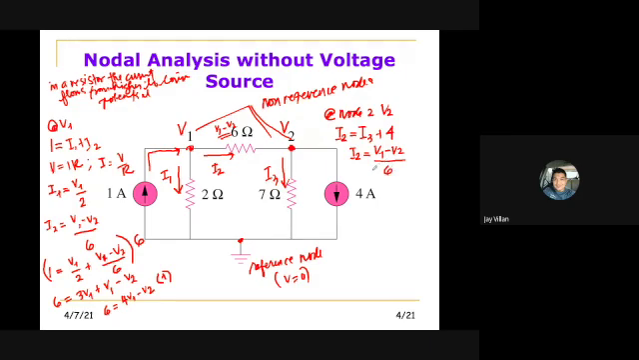Okay? For I3, that is V2 divided by 7 ohms. Again, substituting here, we have V1 minus V2 over 6 is equal to V2 over 7 plus 4. Okay?